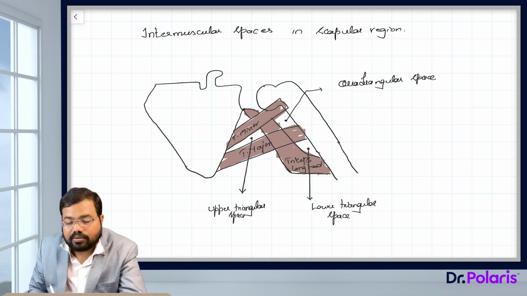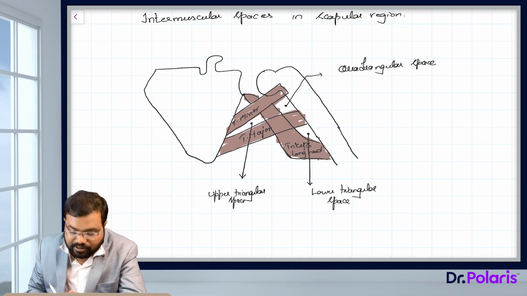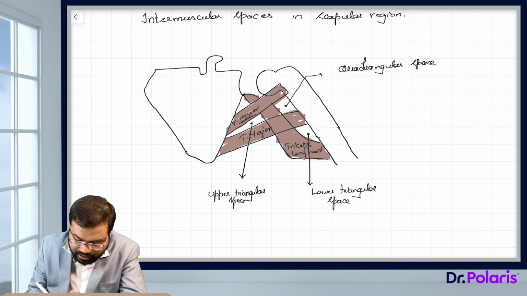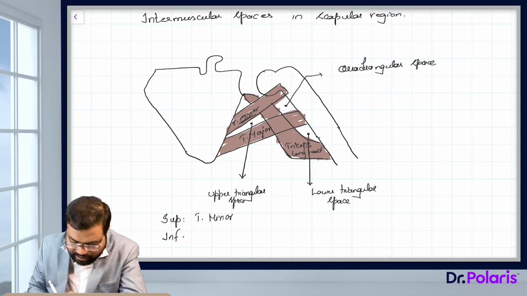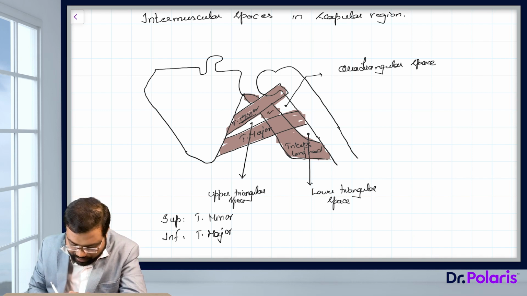So let's discuss the boundaries for all these spaces. For this upper triangular space, what is present superiorly? It is teres minor. And what is present inferiorly? Teres major. And what is present on the lateral side? This is called the long head of triceps.